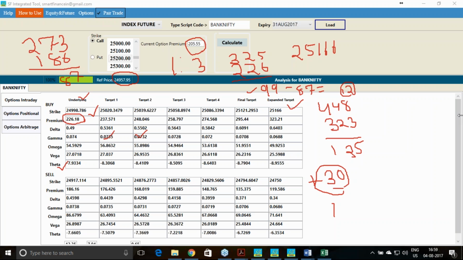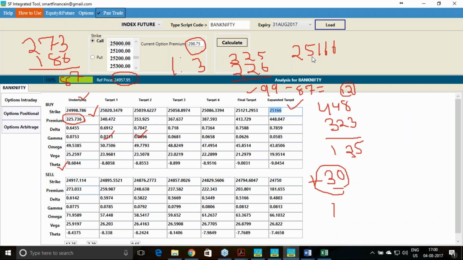Any other question you can ask me. You have two choices. Either you can buy 25,000 directly here at 325.73, put a stop loss at 273, targets 340, 353, 367, 387, 448. Or you can form a spread. Maximum we are going for 25,166.